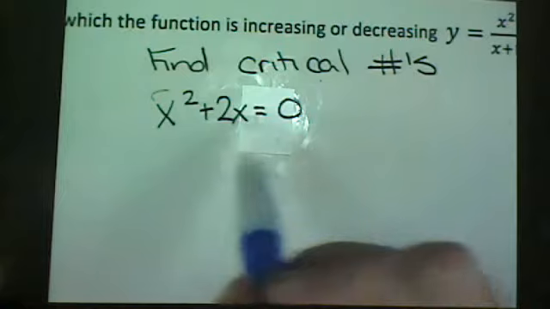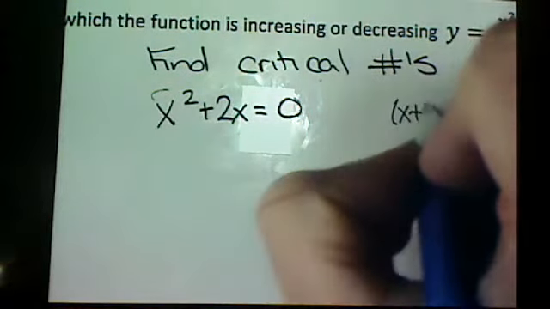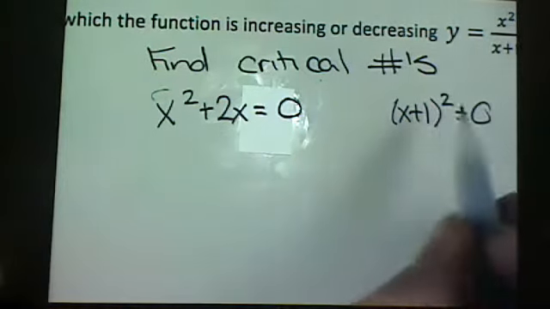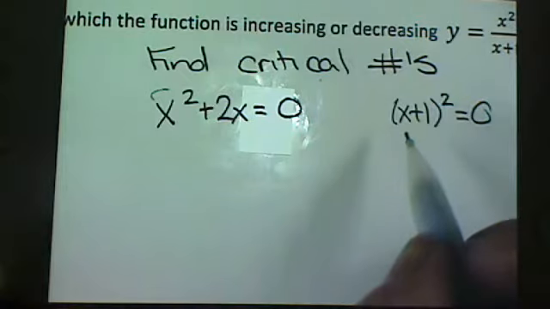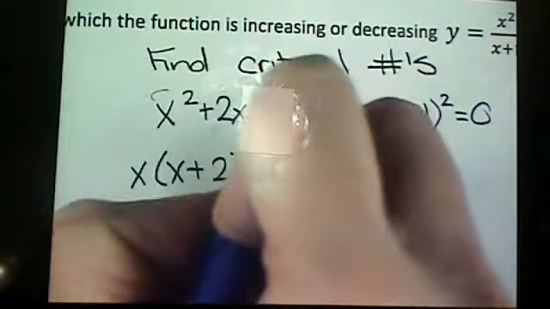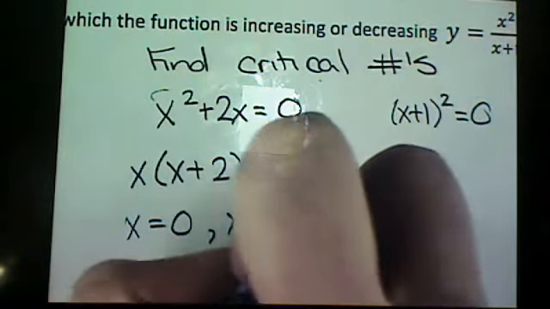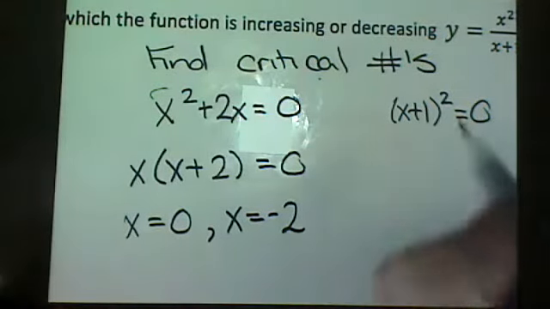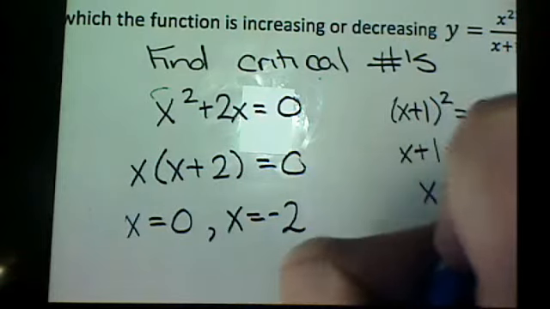So I'm going to set the top equal to 0. These are going to give me my maximums or minimums. I'm also going to set the bottom equal to 0. And this is going to be where the graph is undefined, so where it has a vertical asymptote. Over here, I can factor out an x. And I find that x equals 0 and x equals -2. Over here, I get x plus 1 equals 0, so x equals -1.